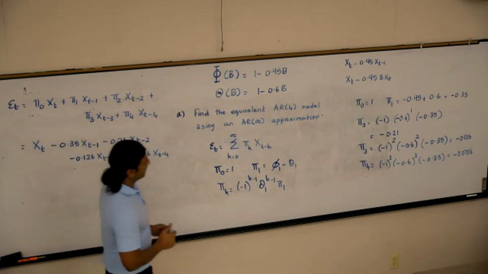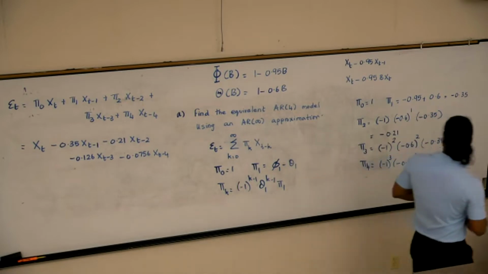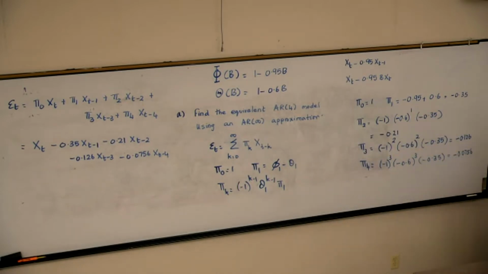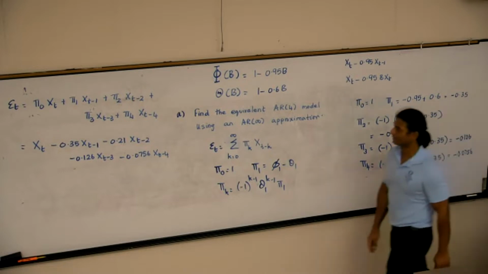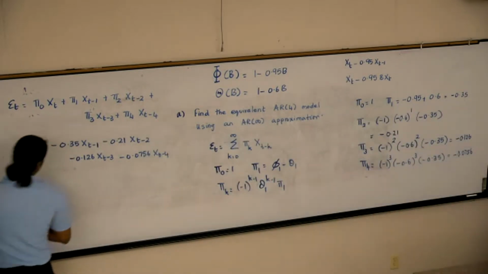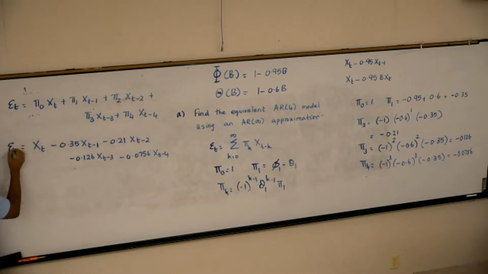That looks very weird to me. The signs have to alternate. I think what's alternating? Negative 0.6 squared is positive. Positive, positive, negative. Negative times that is positive, okay. Negative times negative is positive. Oh well. Okay. So epsilon ends up being that expression.